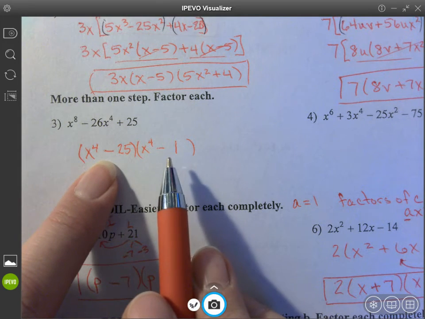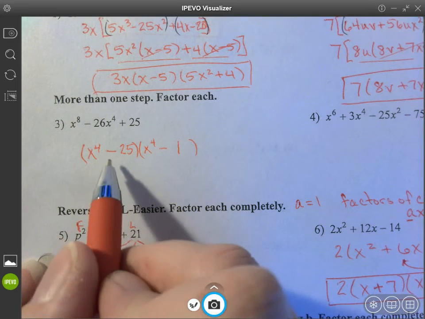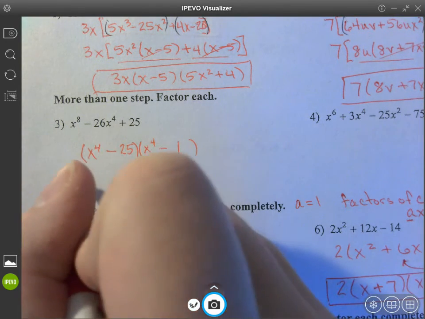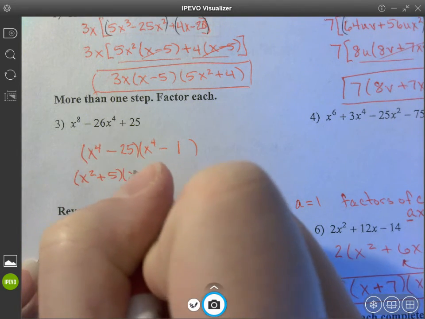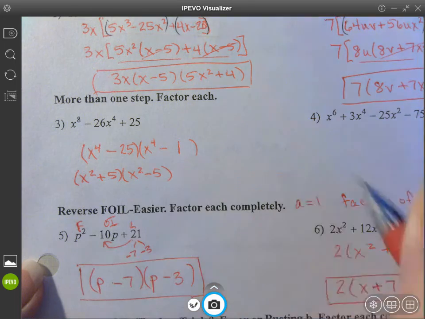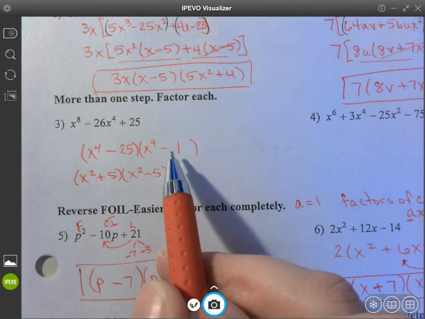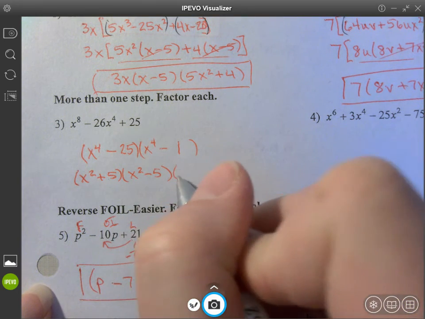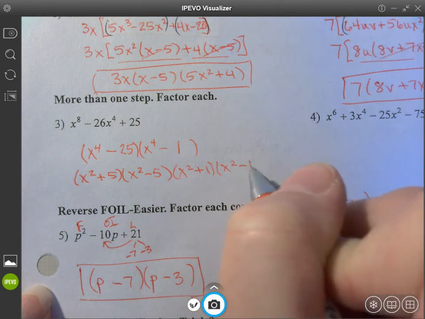But do you see those differences of squares? I know they're powers of 4, but can't they split up? So this is a difference: x squared, x squared, 5, and negative 5. So this is going to break up to be x squared plus 5 and x squared minus 5. Now, same thing with this. A lot of people forget about 1, but negative 1 times positive 1. So this guy breaks down: x squared plus 1, x squared minus 1.